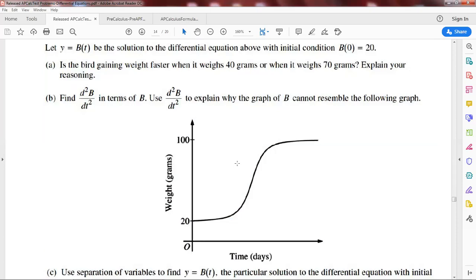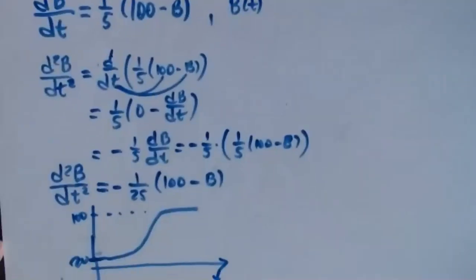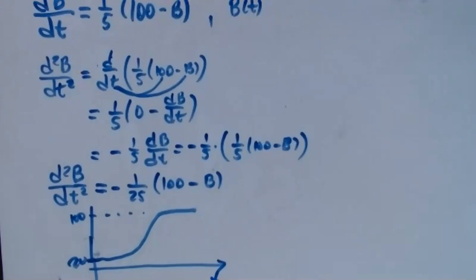So how can we explain it? Let me just try to sketch the graph. So here is 20, and this is 100. And then the graph starts at 20 and is something like this. This is time. Okay, let me go back to the thing. So this is the point. What do you think?